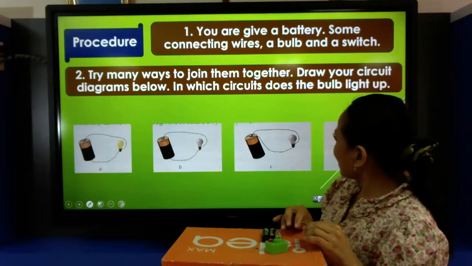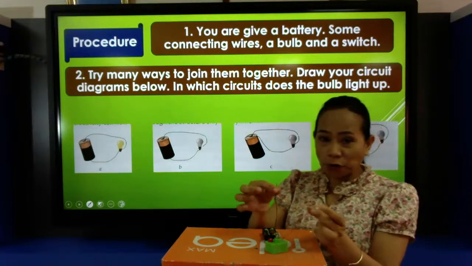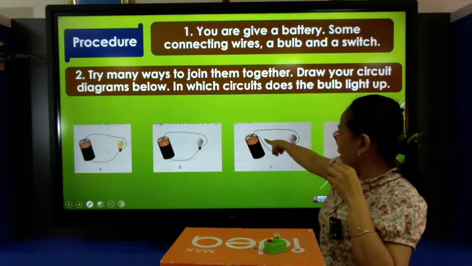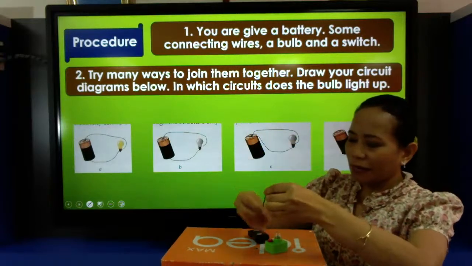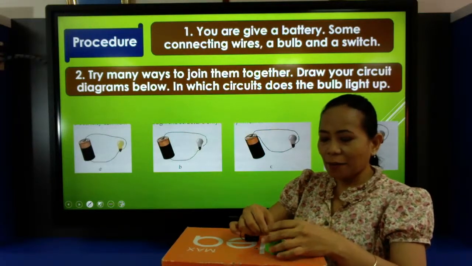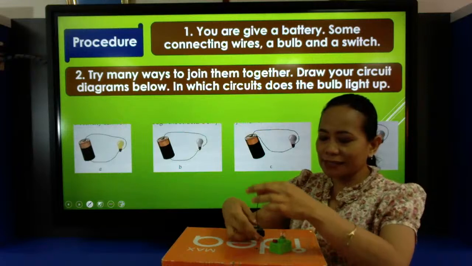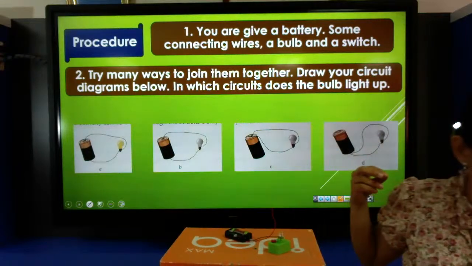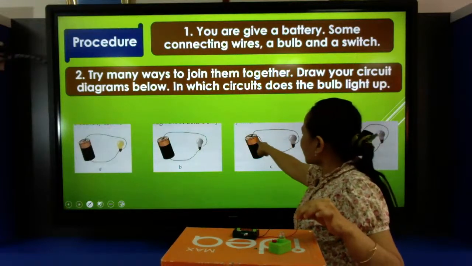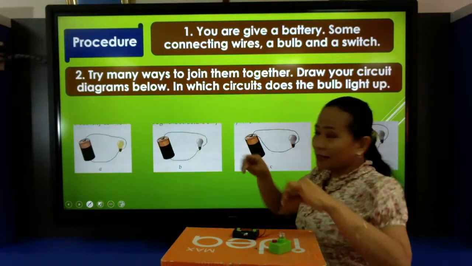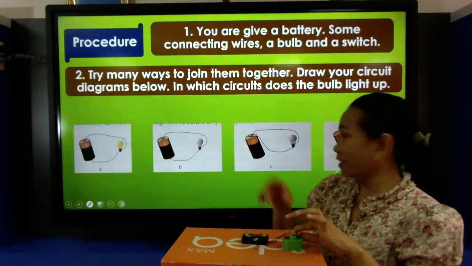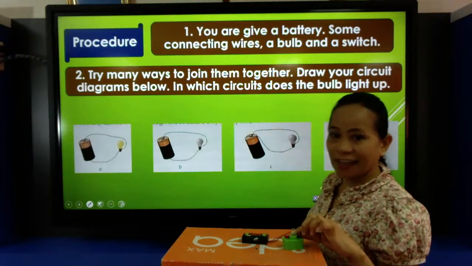And then for letter C, both wires are in the same terminal, and then connected to the bulb. It is connected, but they are in the same terminal of the battery. So, of course, the bulb doesn't light up.